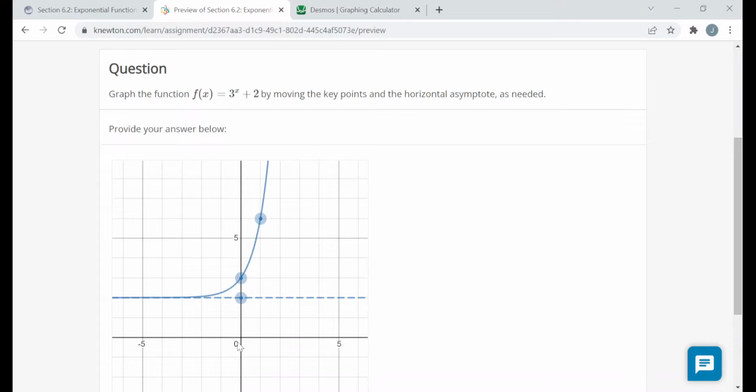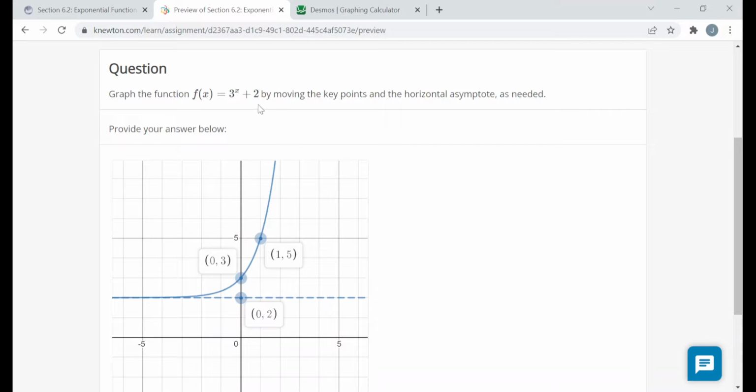So yeah, instead of 0, 1, it would be 0, 3. And instead of 1, 3, you get 1, 5. Right there, those should be good. Right? 1, 5 would be on the graph. You can plug in 1 for x, you get 5 for y, and plug in 0 for x, you get 3 for y. And there's the line. It's the point 0, 2, but there's the line y equals 2.